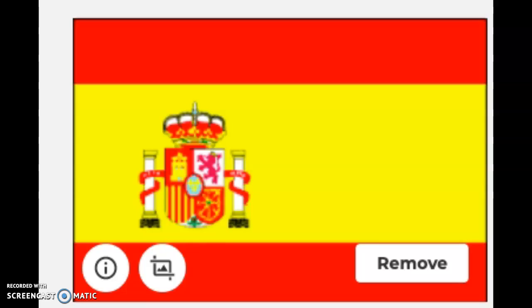Here's our first flag, and it is the flag of Spain. I know it's the flag of Spain because it has a crown on it, and Spain is the only country that still has a king. It's an easy way to remember. It's the old place in Europe where they had kings and queens. They don't have them anymore in the New World in the Americas.